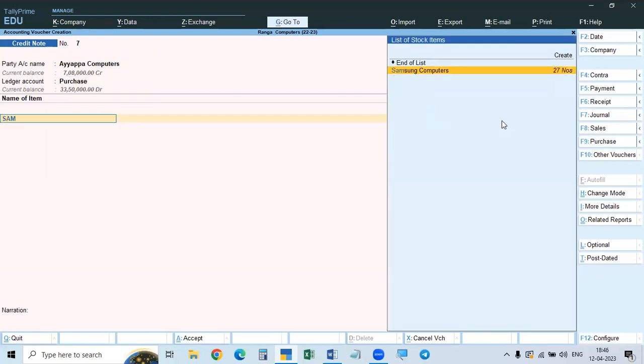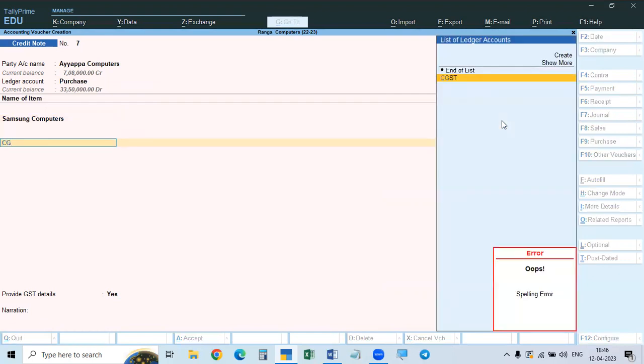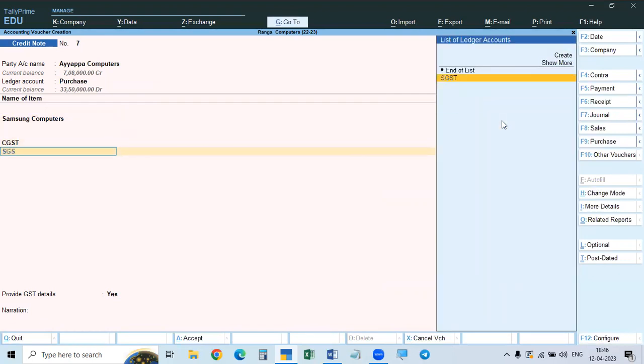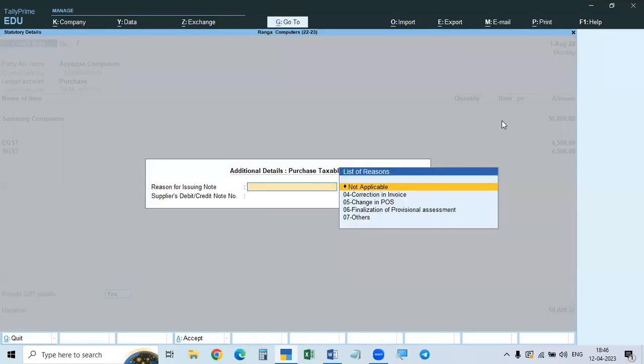And Samsung Computers: here you see the quantity has no difference, so don't enter anything in the quantity, go directly ahead. How many in total? 25 numbers. 25 numbers into 2,000 rupees increase. 25,000 into 2 means 50,000 rupees is the amount. Then CGST, GST, and here also, yes, take. What is the reason? Correction in invoice.